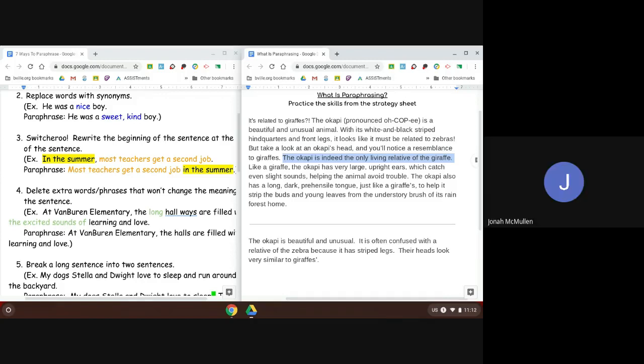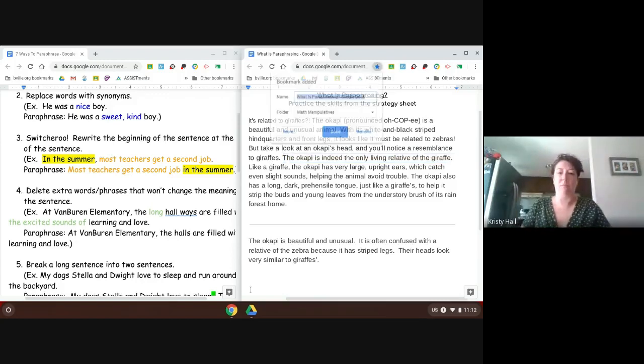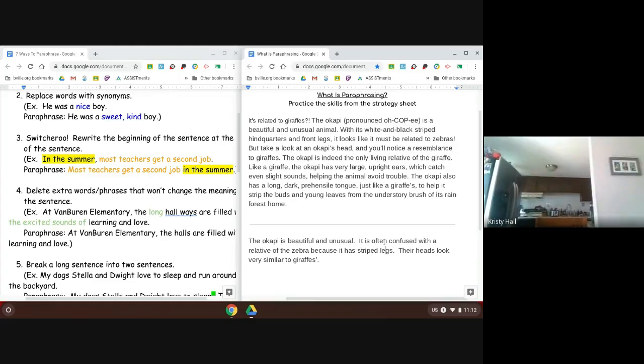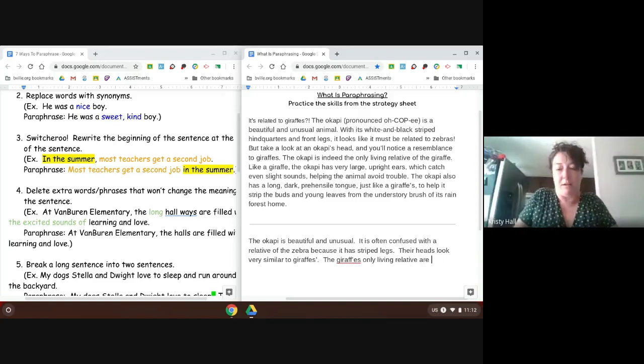The okapi is the only relative to. One second. Sorry. So, Jonah, let's try and switch it around. The giraffe's only living relative. How could I finish that? Are the okapi. Are the okapi. Good. Give me one second, guys. Sorry about that. All right, good job, Jonah.